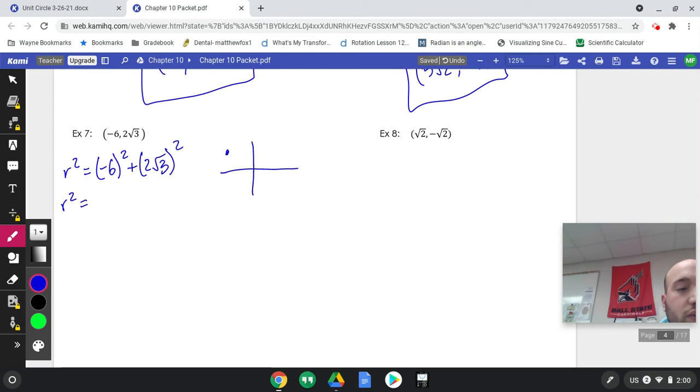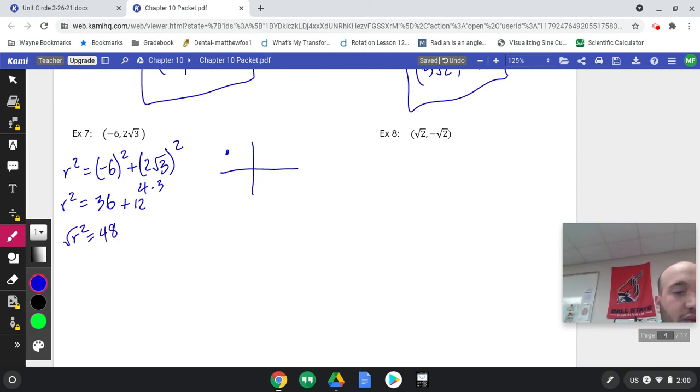Okay, so negative 6 squared becomes 36. 2 square root of 3 squared is the same as 2 square root of 3 times 2 square root of 3. So 4 times 3, because 2 times 2 is 4. Square root of 3 times square root of 3 is 3. So that's going to be 12. So r squared equals 48.